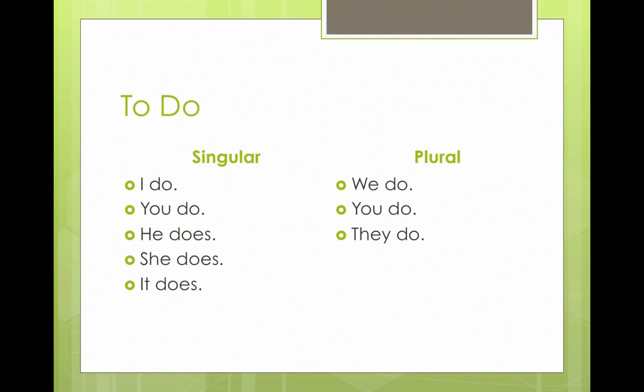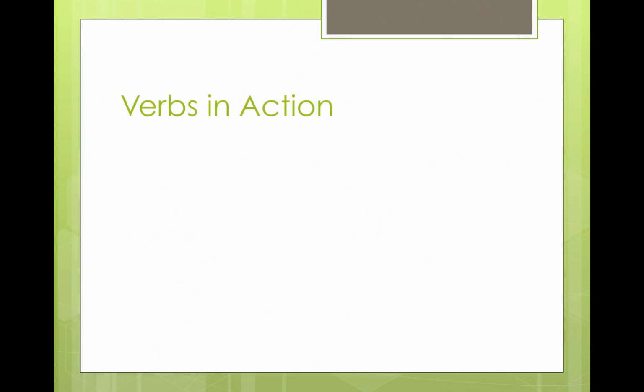Do is another one of those complicated verbs. I do, you do, he does, she does, it does. And I think that confuses people because sometimes you'll hear people say he do or she do. That's not correct. It needs to be does. Okay? We do, you do, and they do are the plural forms. So let's try these in action and see how they work.